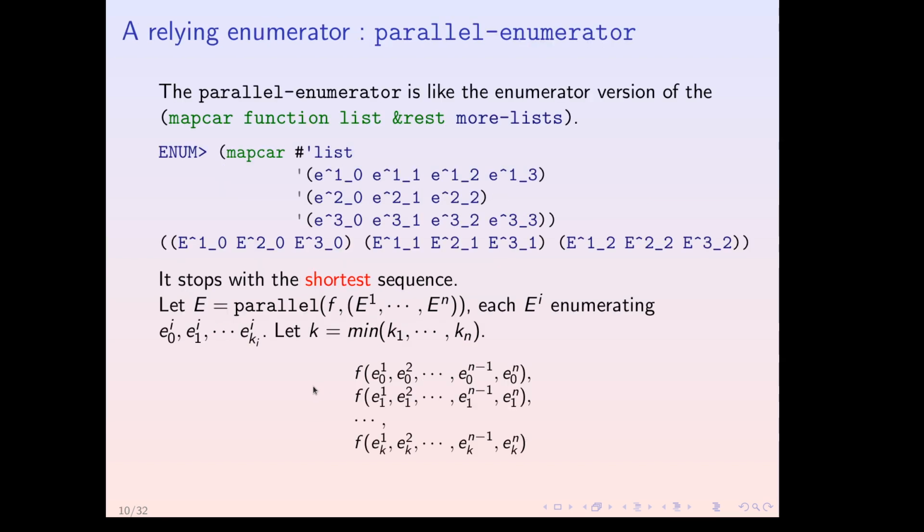So for the example of the parallel enumerator, it works a bit like the mapcar function. It takes a function and then lists, and it will return the list of the values of the function applied to the tuple consisting of all first elements of the lists, second elements of the lists, third elements of the lists, and so on. So instead of returning the list of these values, it returns an enumerator of these values.